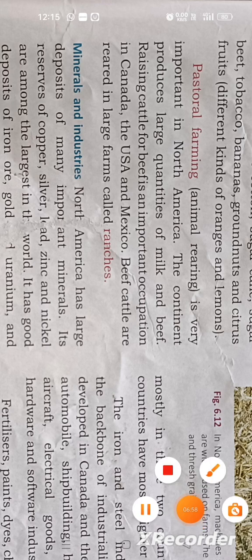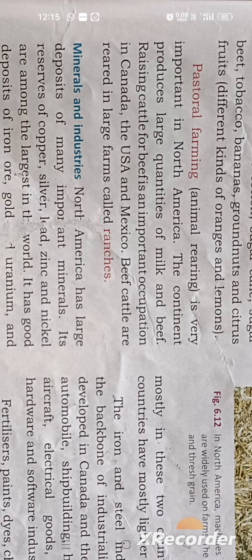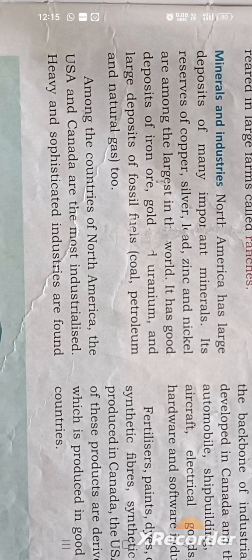Then next, beef cattle. So beef cattle, underline this one. Beef cattle are reared in large farms, and that is called ranches. Next one is minerals and industries. If we talk about minerals, they have large deposits of minerals. What minerals do they have? For example, copper, silver, lead, zinc, nickel, these are the important ones, and they have good deposits of iron ore, gold, uranium, and fossil fuel. Coal, petroleum, and natural gas together are known as fossil fuel. Natural gas can be CNG and LPG.